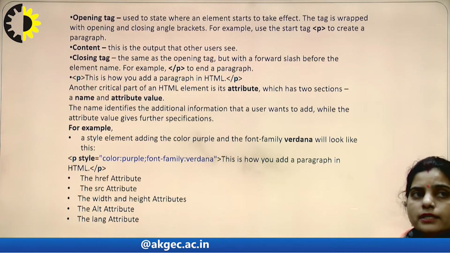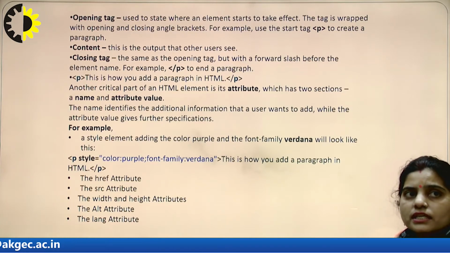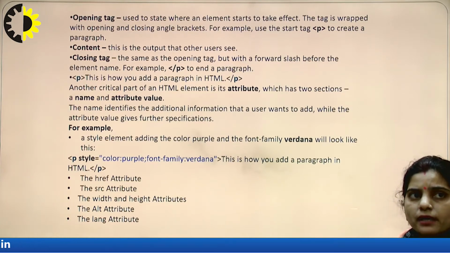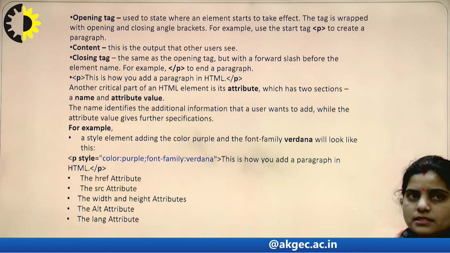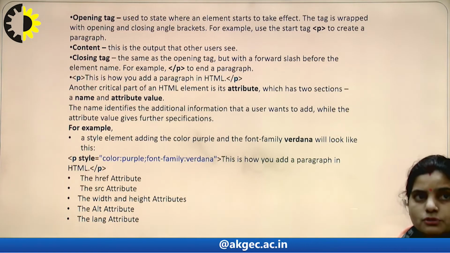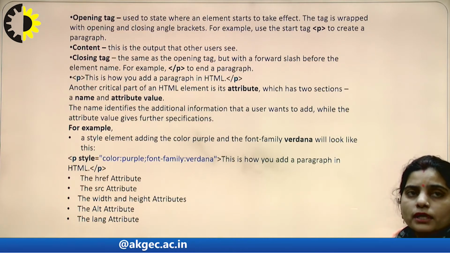Now, here is an example in which, inside the angular brackets, we are writing the P, which indicates that it is the opening tag for a paragraph, and inside this we are writing just a one line, which is how you add a paragraph in HTML. This is a text. After that, with the forward slash, we are putting P. So this indicates the closing tag here.